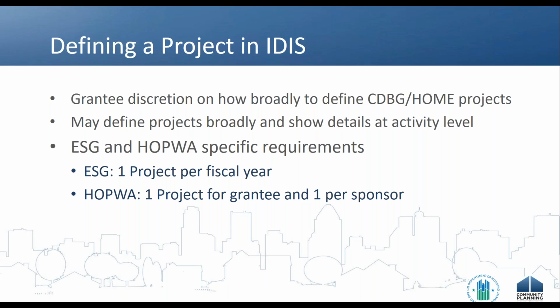Specifically, for ESG, grantees need to set up one project each year for the entire grant amount, and then they'll set up an activity under the project for each eligible activity category undertaken. And somewhat similarly, HOPWA will set up one project for the grantee and one project for each sponsor funded for that program year. So there are some differences, and good documentation exists in the IDIS manuals on the HUD Exchange for some of those program-specific requirements.